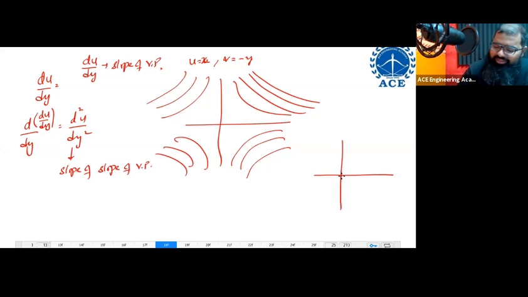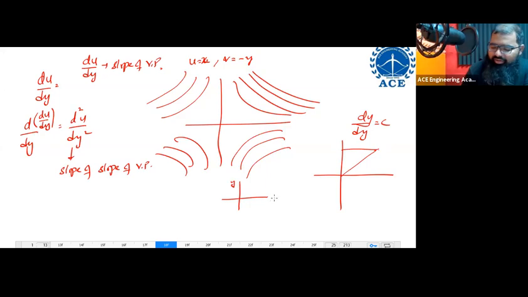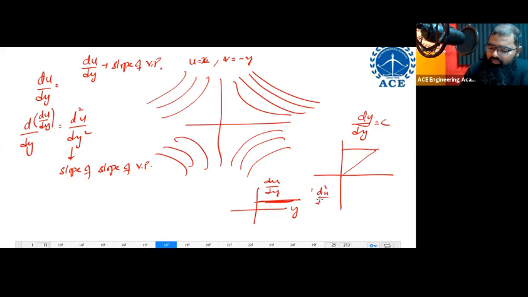Imagine you are having some velocity profile like this. If the velocity profile is like this, then du by dy is going to be constant, correct? Now let us say I draw the graph of du by dy versus y. Du by dy is supposed to be constant. If I draw the graph of du by dy versus y, it is constant. What is the slope of this thing? 0. That is d2u by dy2.